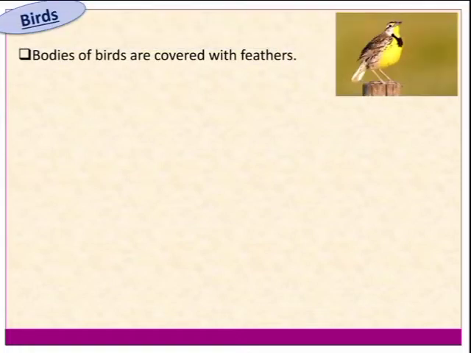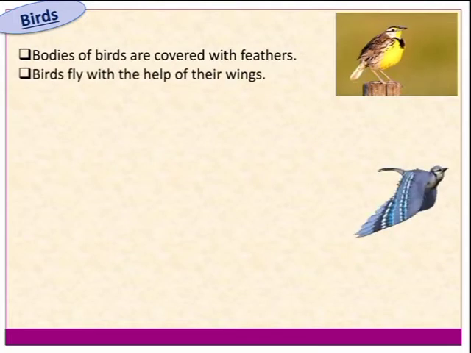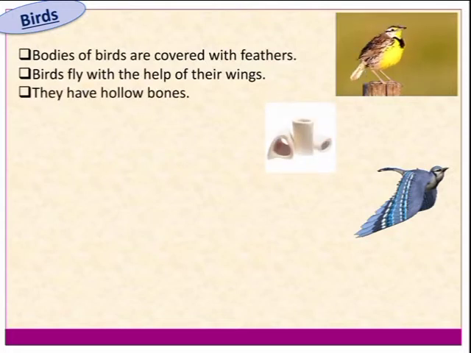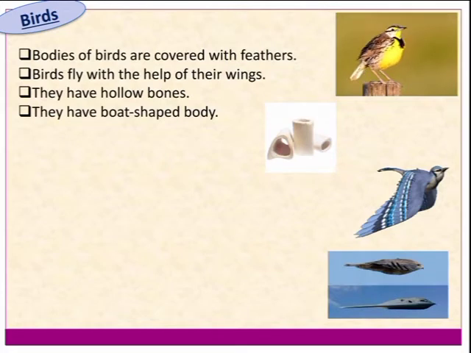Birds form another class of vertebrates. They are the only animals in the world to have feathers. And yes, very important, they can fly with the help of their wings. Now children, let's find out what special features birds have which makes them fly. The first feature is birds have hollow bones. That is, nothing is filled inside their bone. This makes their body light in weight. Another feature is the shape of a bird's body is like a boat which helps them to cut through the air easily.